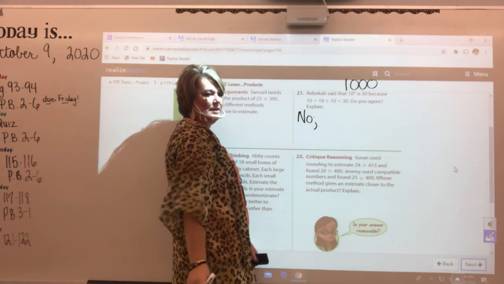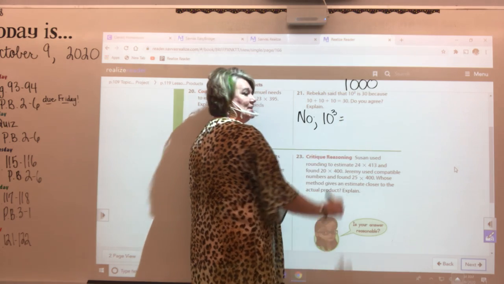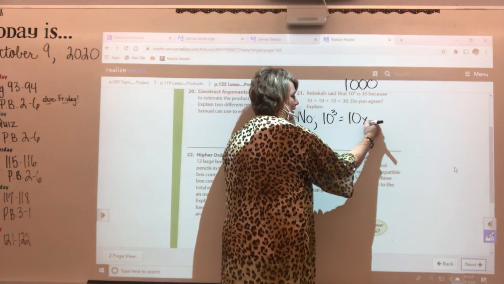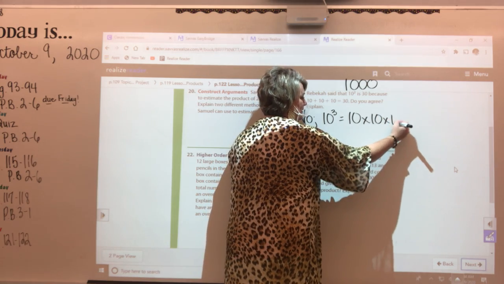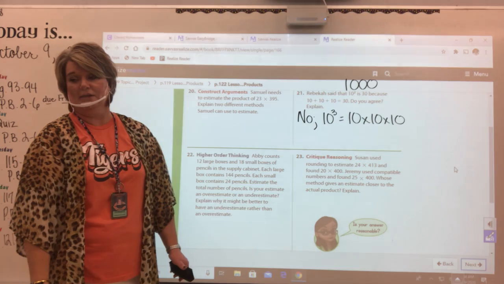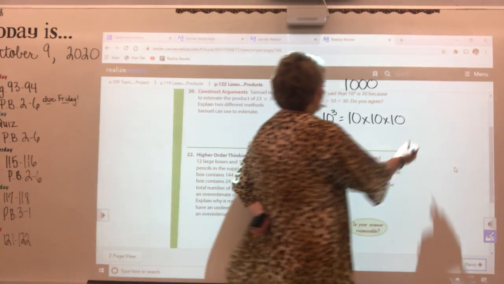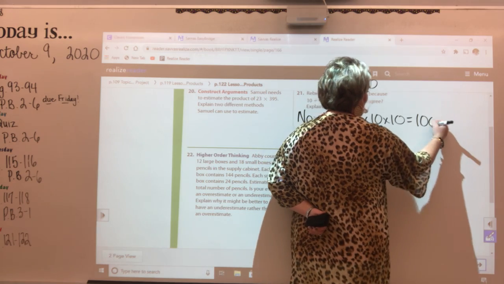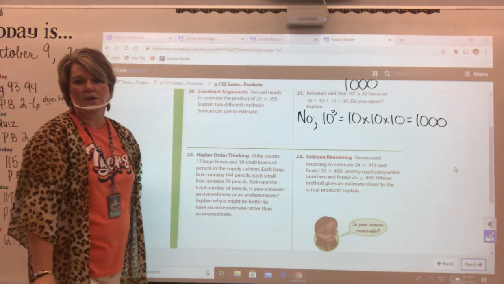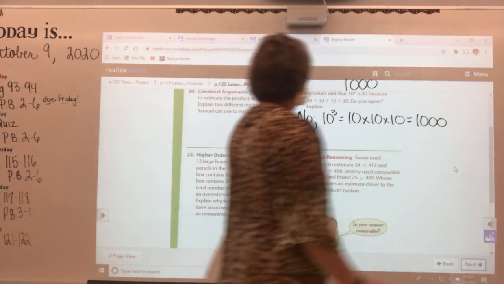And I'm going to show you why. 10 to the third power isn't adding tens. It's actually multiplying tens. That's what 10 to the third power is. It's not adding, it's multiplying. And go one more step and put that equals 1,000, not 30. It's 1,000, not 30. Yes.